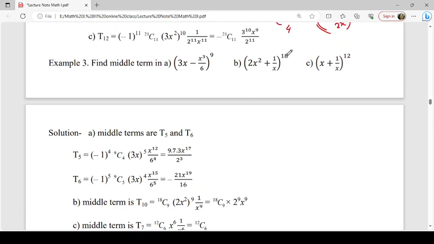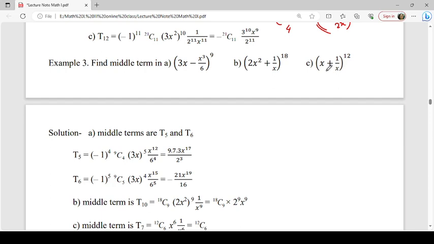In this case there are 19 terms, so the middle term of 19 is the 10th one, so t10 will be the middle term. And t10 means 18C9, because r plus 1 means 9 plus 1, so we write 18C9, then 2x square whole to the power 9, 1 by x to the power 9.